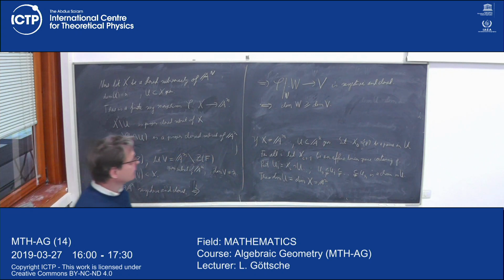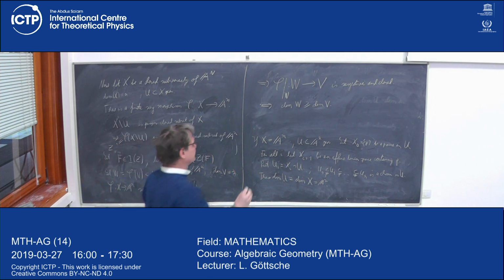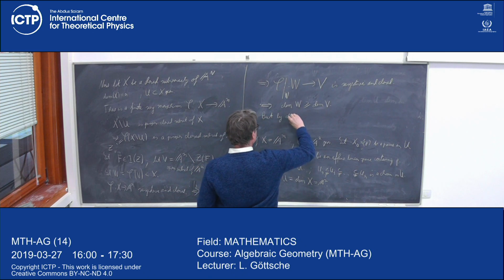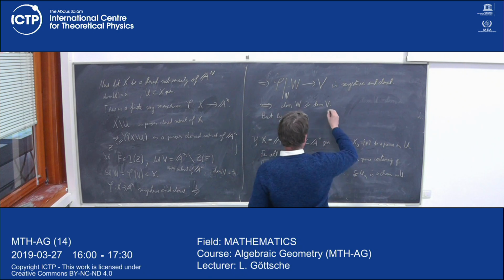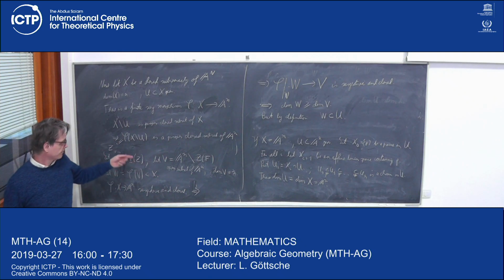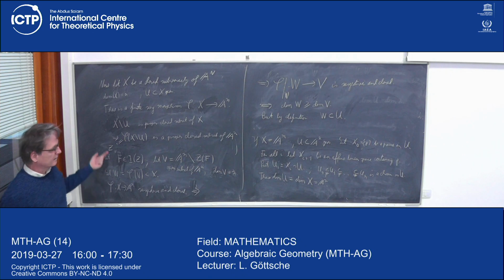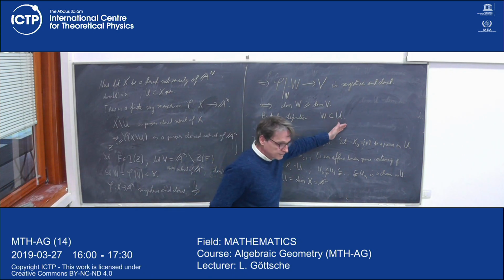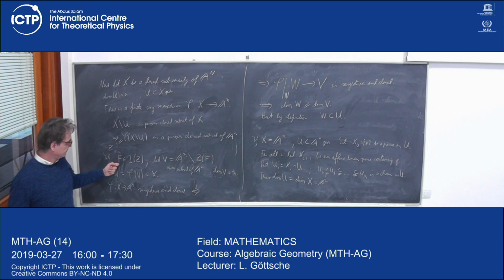But now, by definition, we have that W is contained in U. Because here we have taken the complement of an element in the ideal of Z. If you just look at the definition the way I've given it, it is clear that W is contained in U. Because F will vanish on the whole of Z, so the zero set of F will actually be bigger than Z, and so that makes the complement smaller.